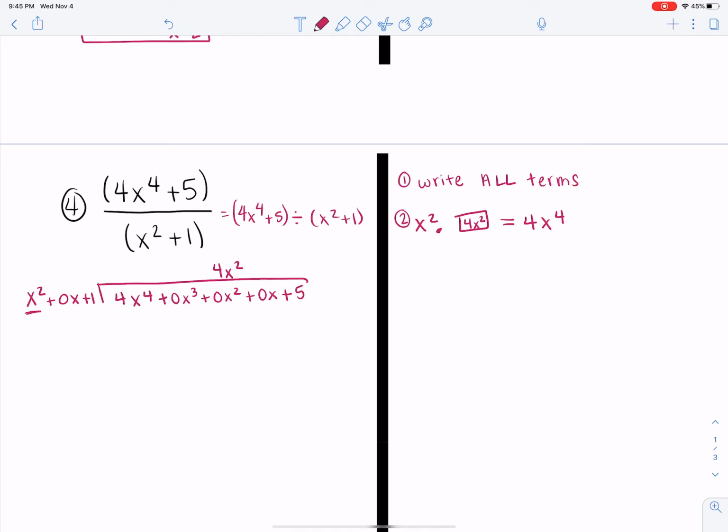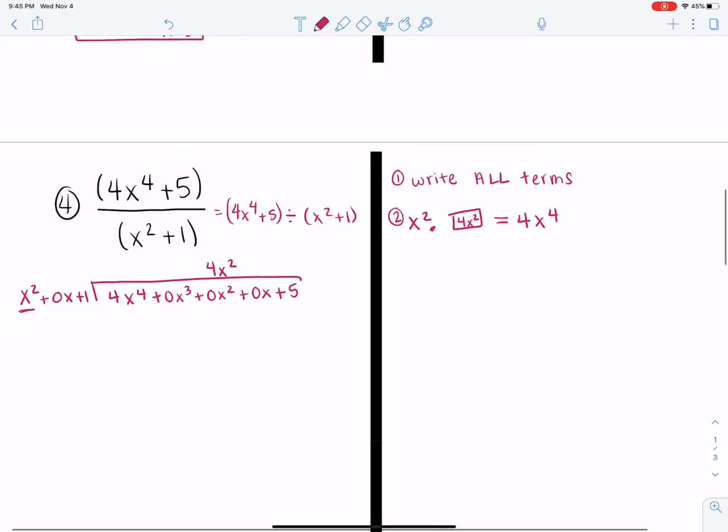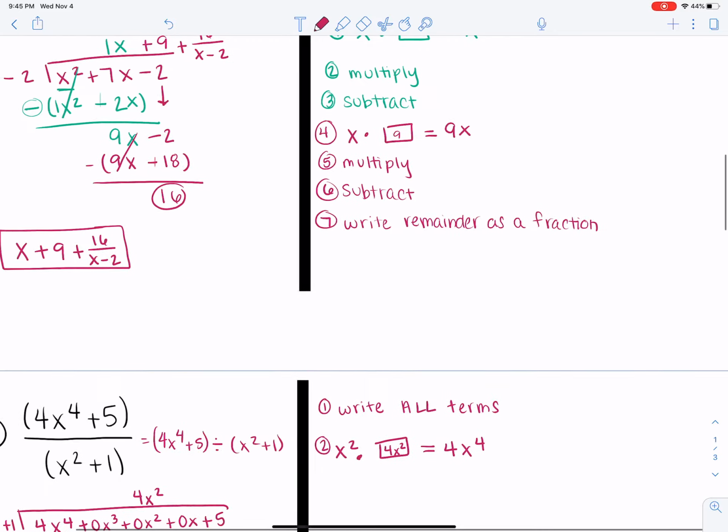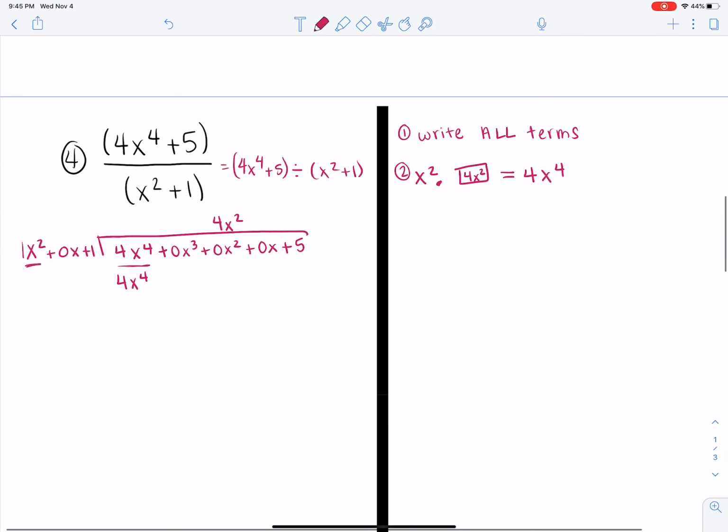So we took the first term, figured out what I can multiply it by to get this first term. So if I know I'm going to multiply by 4x squared, I put it on top of x squared, and now I multiply. 4x squared times x squared is 4x to the 4th, because 4 times 1 is 4, and x squared times x squared is x to the 4th. You add the exponents. 4x squared times 0x is 0x cubed. 4x squared times 1 is 4x squared. Okay? We're going to subtract all of this.